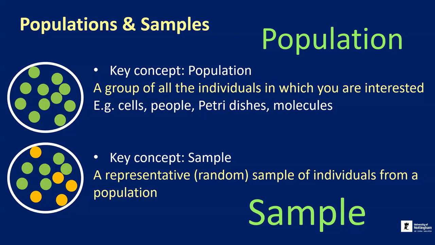That isn't necessarily all of the individuals of that type in the world, in the sense that, for example, your population might be all of the cells in a petri dish, or all of the petri dishes in a laboratory. It doesn't necessarily have to be all of the cells in the world. It depends on your research question. So the key thing is, what are you trying to research? What are you trying to ask a question about?